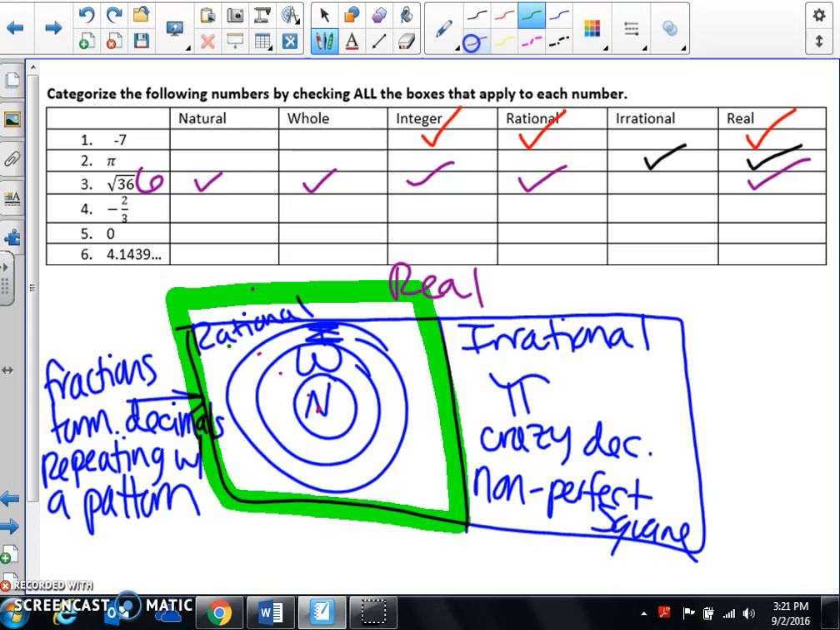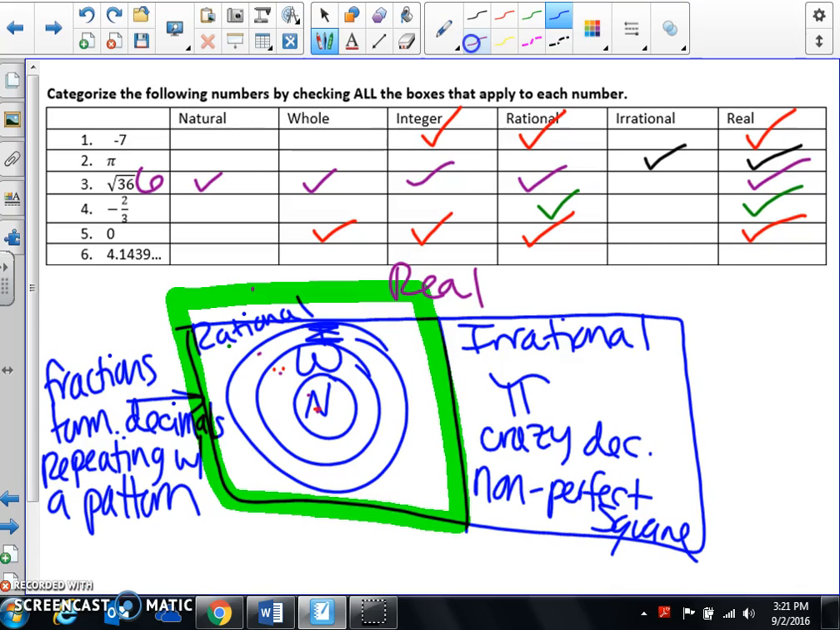All right, next one. -2/3. So -2/3, a fraction. All fractions, remember, are rational. So it doesn't have any of the small groups, but it is a rational number. And if it's rational, then it has to be real. Okay, 0. 0 is rational, so I'm going to the left side. Is it a natural number? No. Is it a whole number? Yes. So now I go outwards. Whole, integer, rational, real.